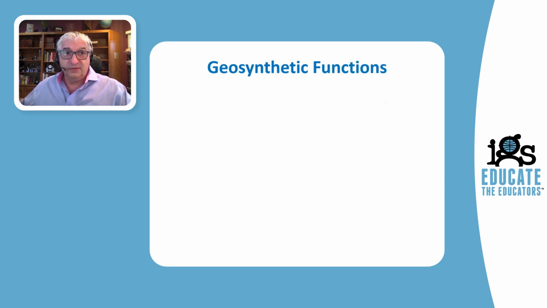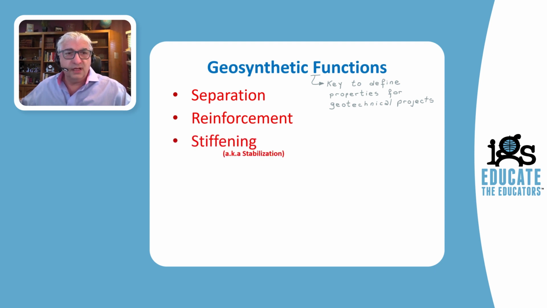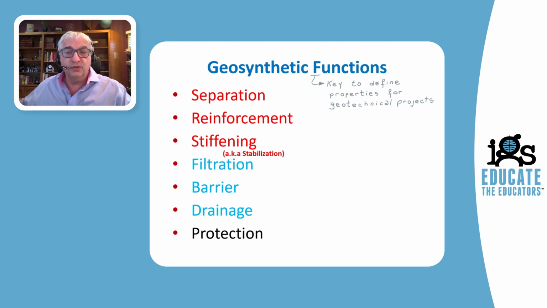Let me get now and list for you the different geosynthetic functions. Identifying the correct functions of geosynthetics is very, very important because they are key to define the properties of the geosynthetics, and eventually this is the reason why we're going to use them to replace some of the earthen materials. So I'm going to just list them for you. Some of them are going to be mechanical functions: separation and reinforcement and stiffening, also known as stabilization. Then we have filtration and barrier and drainage. These are hydraulic functions. We're going to get back to each one of them later on. Let me add one more: protection.